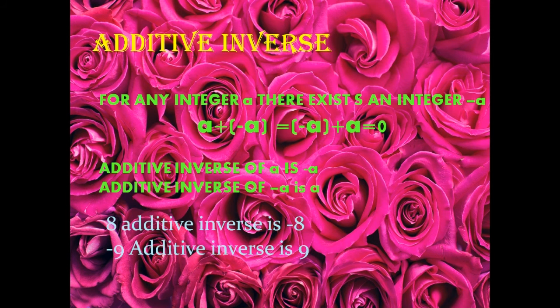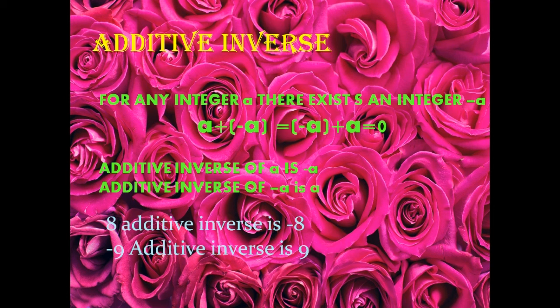And next, additive inverse. For any integer a, there exists an integer minus a. So for every integer a, there exists an integer minus a, which means a plus minus a is equal to minus a plus a is equal to 0. The additive inverse of a is minus a. The additive inverse of minus a is a.